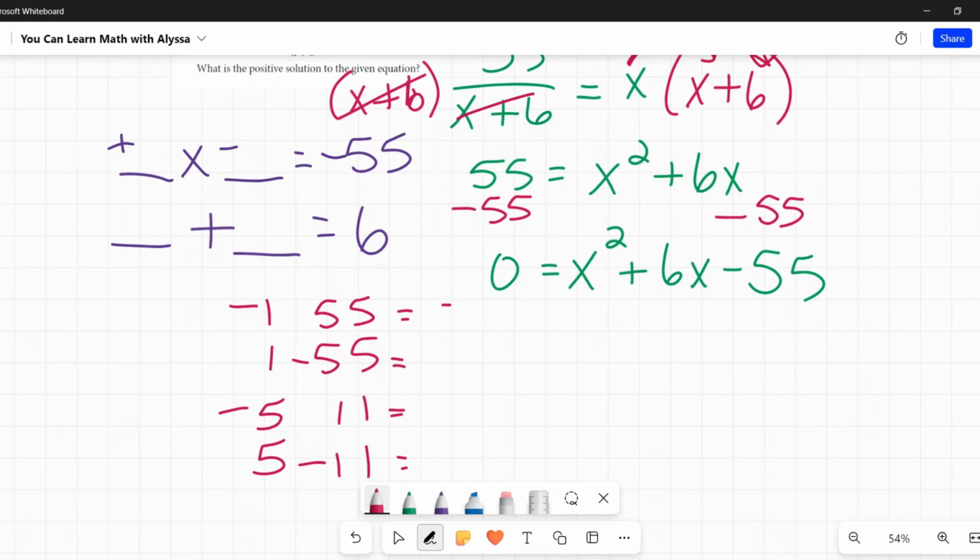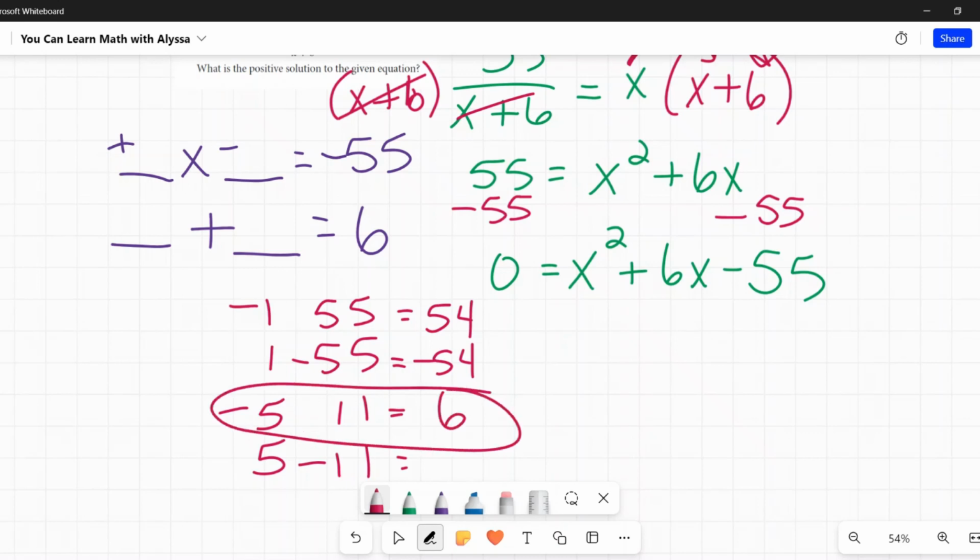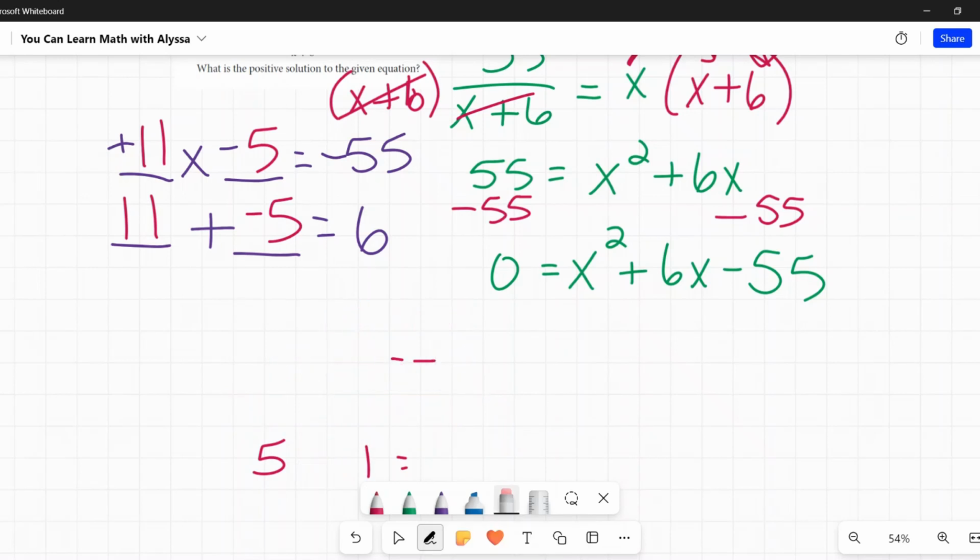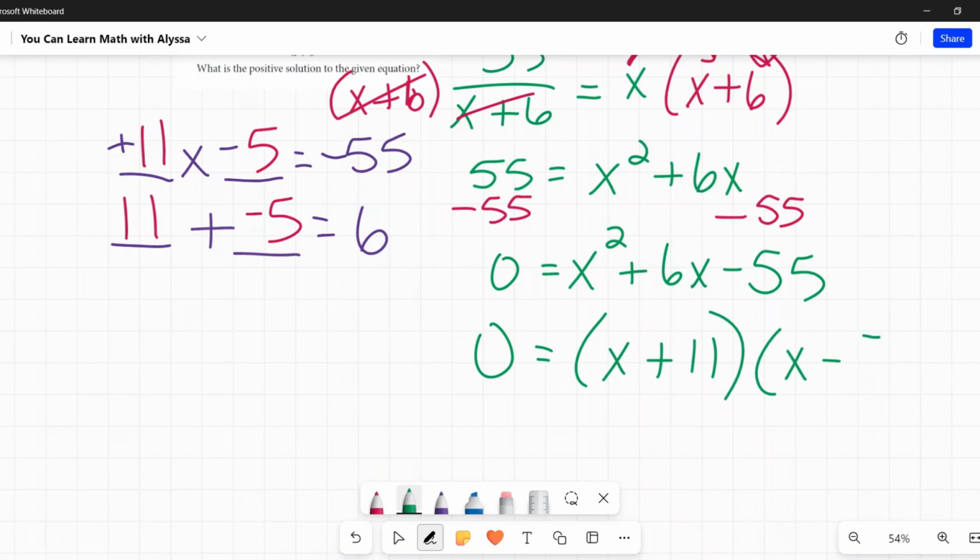Negative 1 plus 55 is 54. That's not it. I want something that adds to 6. 1 plus a negative 55 is negative 54. Again, that's out. Negative 5 plus 11 is 6. Hey, I've got it. So 11 times a negative 5. 11 plus a negative 5. That works. Right, so now I can write my factoring. It is x plus 11 times x minus 5.